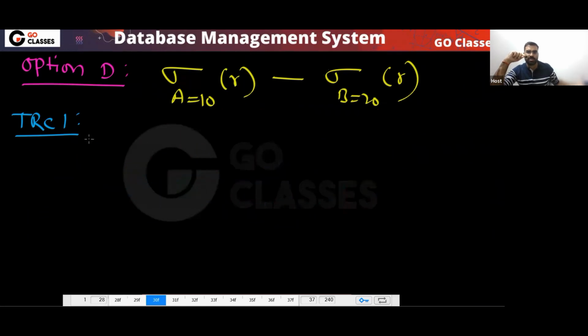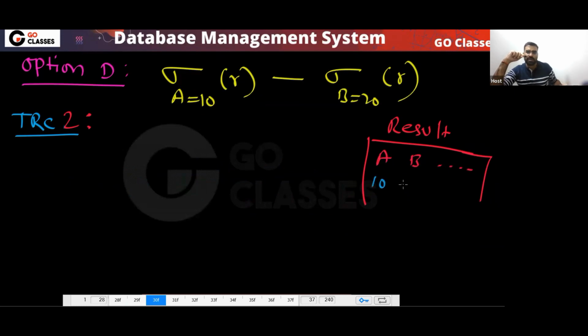Okay, so the same question, can you write the TRC2? Remember, the result will be same as the schema of R. So the result will be like this. In the result, you have those tuples which have value 10 here. So this tuple will be in the output. This tuple will be in the output. So these tuples are going to be in the output.